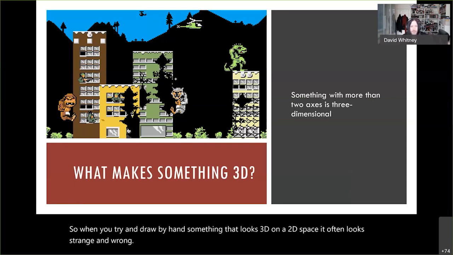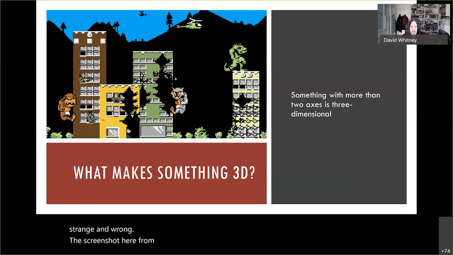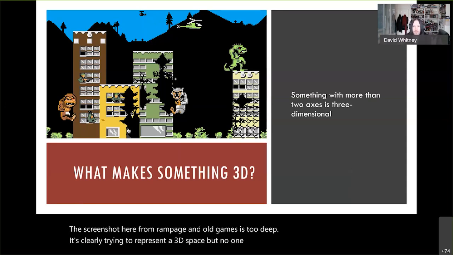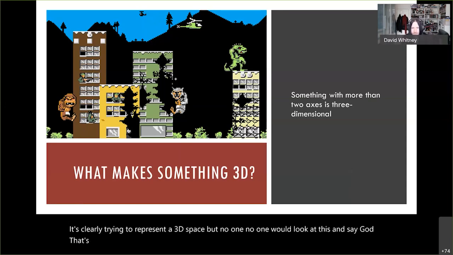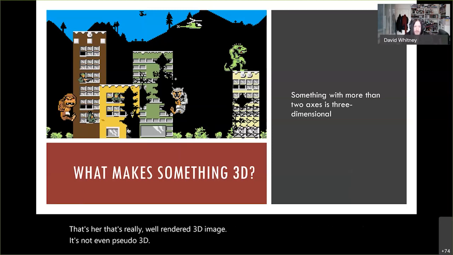The screenshot here from Rampage, an old game, is 2D. It's clearly trying to represent a 3D space, but no one would look at this and say, "Oh God, that's a really well rendered 3D image." It's not even pseudo 3D because there are only two planes, left to right and up and down in this image. It's not to scale. It's definitely not 3D.